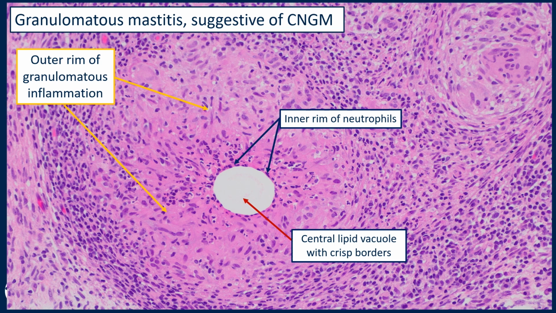This is a pathology slide of granulomatous mastitis suggestive of cystic neutrophilic granulomatous mastitis. You can see this outer rim of granulomatous inflammation. There's an inner rim of neutrophils and a central lipid vacuole with crisp borders.